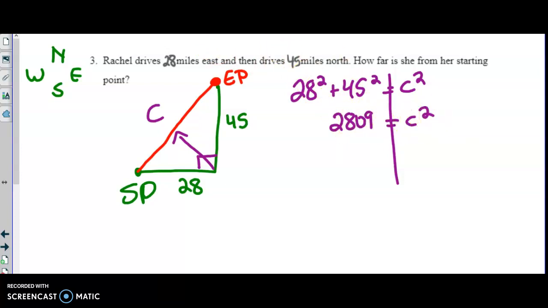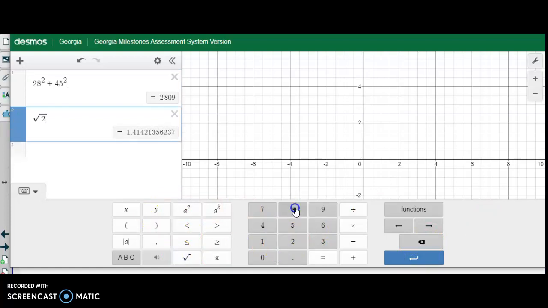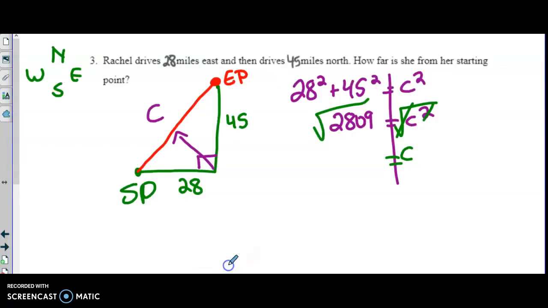And remember, we're trying to solve for the side length C. We want to know the distance, so we got to get rid of the square. The opposite of squaring is square rooting. So we will square root both sides because squares and square roots cancel. The square root of 2,809 is 53. So she is 53 miles from where she started. We'll say 53, sorry.